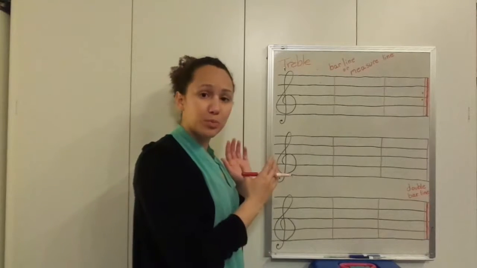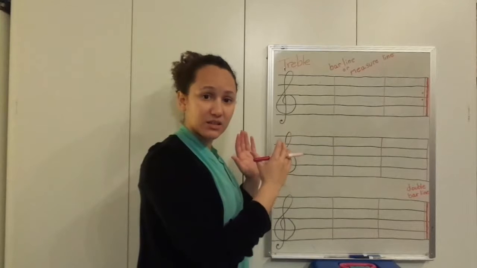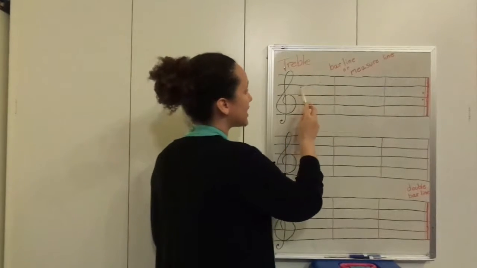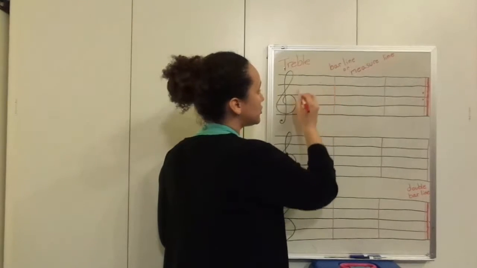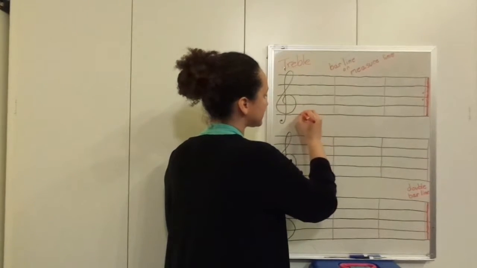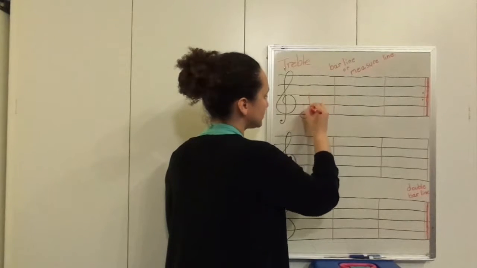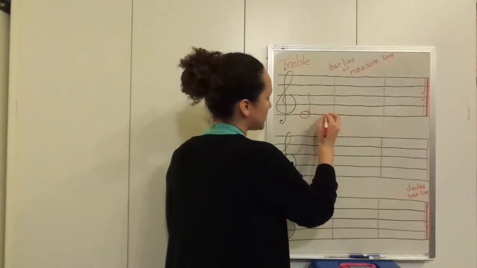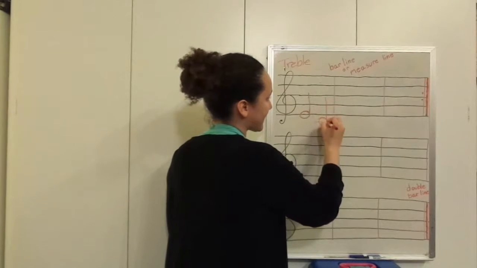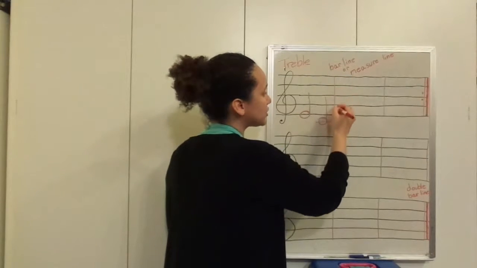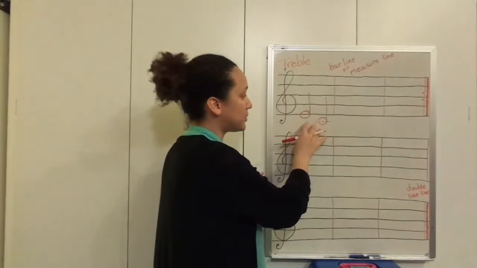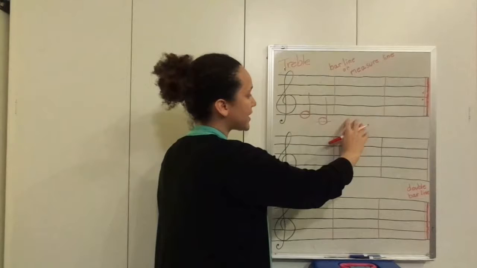Next, we group music in measures. We read it from left to right. And so after a grouping of notes, let's say, here's a note, and here's another note, we have a measure line. That means that this measure is finished, this grouping of notes is finished, so we have another one.